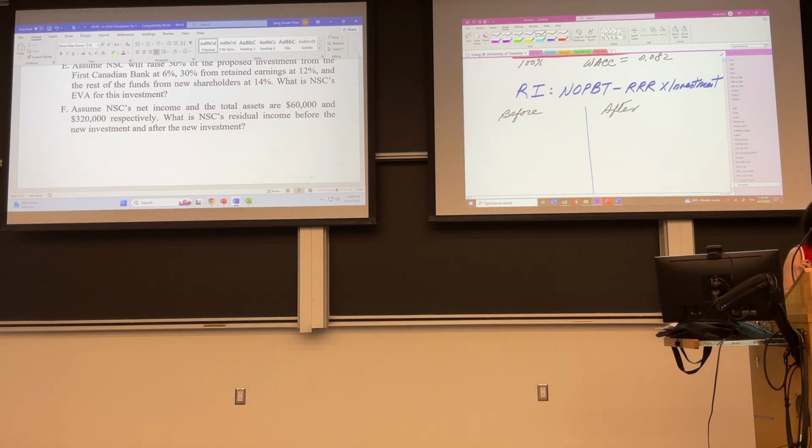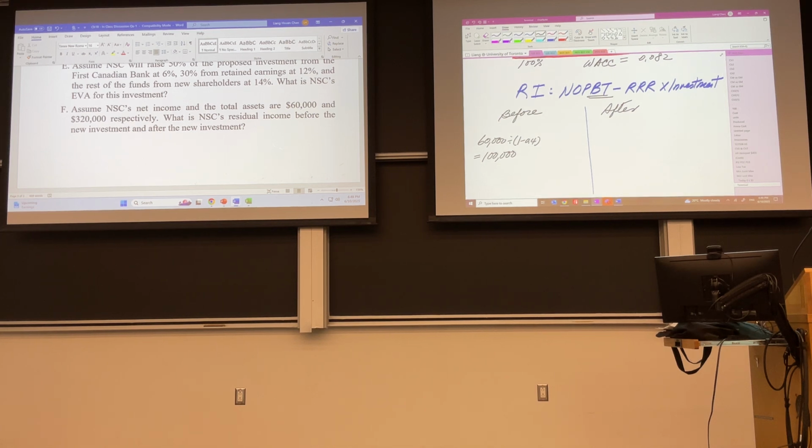Before and after. Okay. So before the investment, just use this number. So 60,000 is net income. I need before tax income. So this is what I'm saying. Will you be able to convert to before tax income? Yes or no? Okay? Divided by 1 minus the tax. So 60,000 is 60%, 100% is 100,000. Are we okay with this? You must be able to convert back.